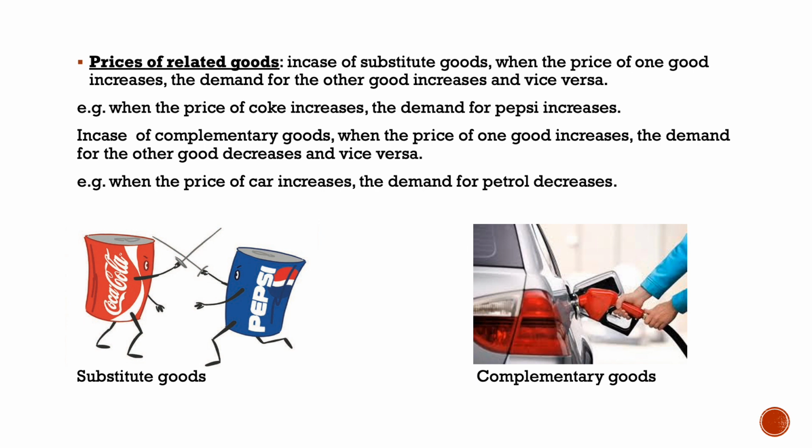Now, why will the demand for petrol decrease? Because car and petrol are demanded together. Okay, so they are consumed together. That's why the demand for the car and also for the petrol will decrease. So if the price of the car increases, the demand for petrol will decrease.